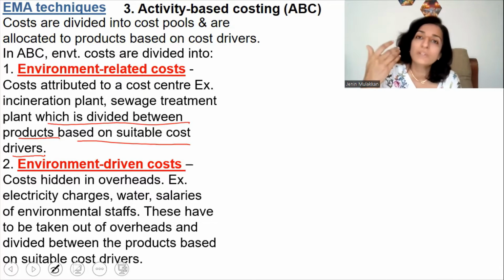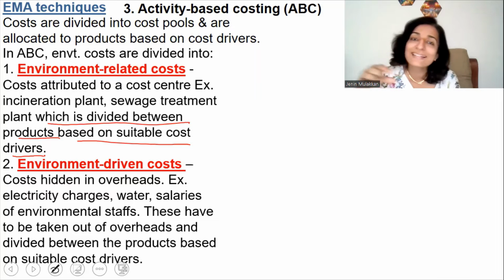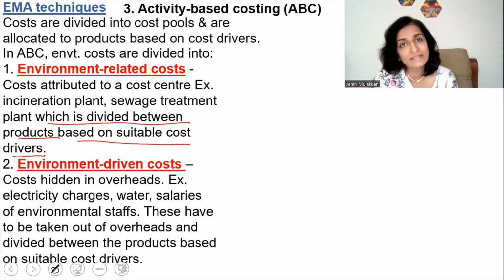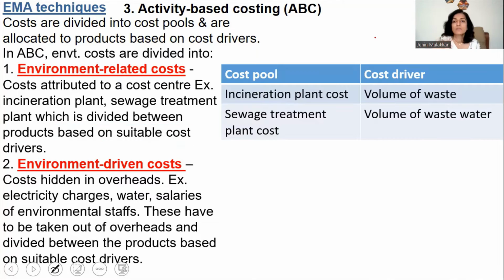So the only thing that you have to understand is you're just extending the concepts of activity-based costing to an environmental setup. So the cost pool is the incineration plant cost. And what is a cost driver? It is the volume of waste generated by each product. And regarding the sewage treatment plant cost, what is the cost driver? It is the volume of wastewater generated by each product. That is the logical basis of dividing these expenses between the products. So that was environment-related cost.